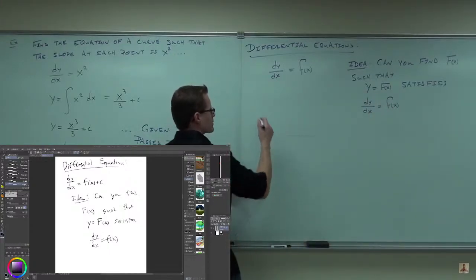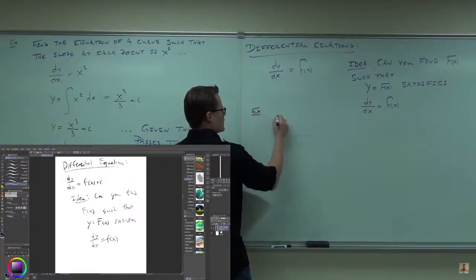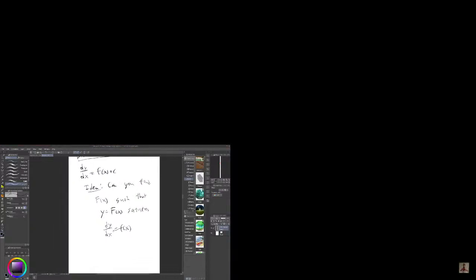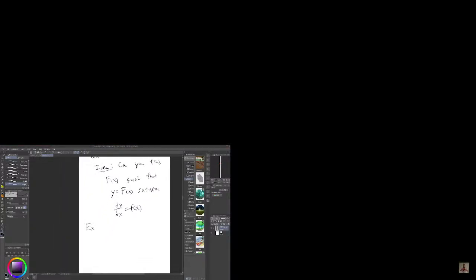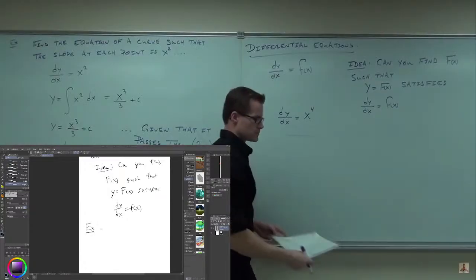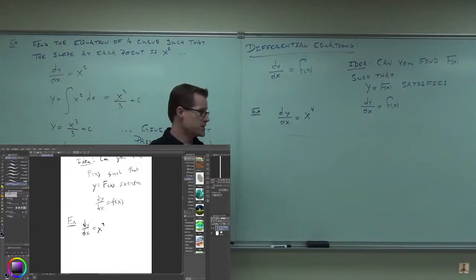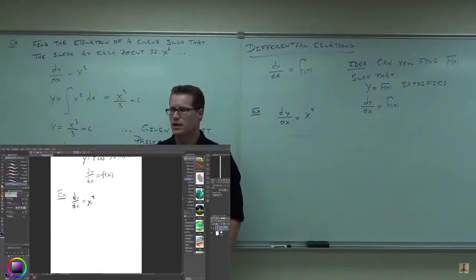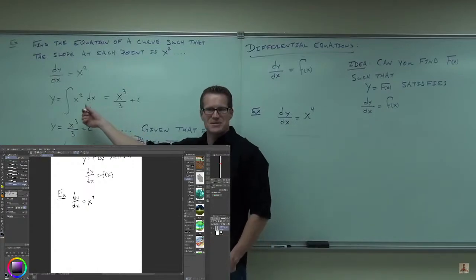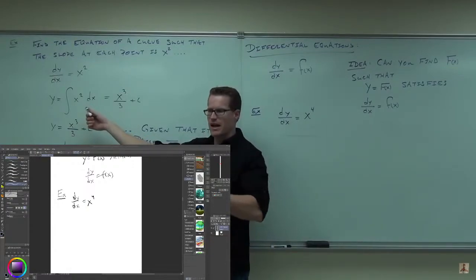After we do one basic example, let's say that dy dx equals x to the fourth. Can you tell me what y equals? If the dy dx equals x to the fourth, can you tell me what y equals? 1/5 x to the fifth. That's what it would be. It's the same question here. Do you see how it's the same question? It's interesting, isn't it? Same thing I asked you here.